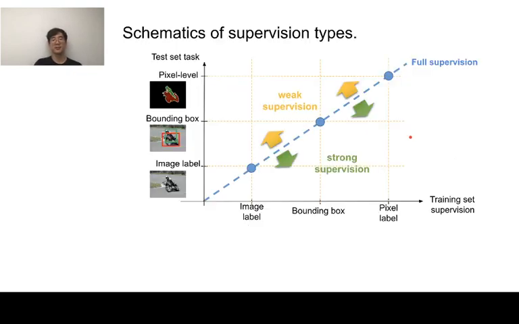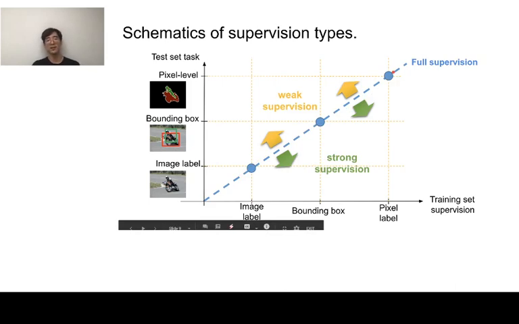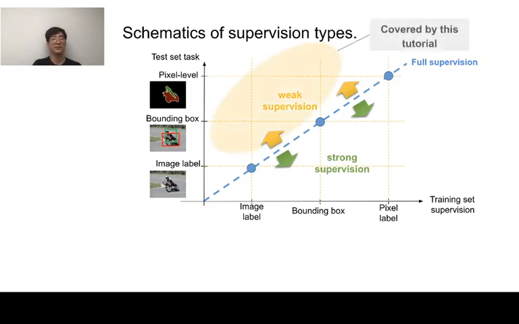So this is the summary slide of different types of supervision according to the discrepancy between training time and test time annotations. When the training time and test time task output types are equal, then you have the full supervision case. When the training time annotations are weaker and therefore cheaper, then we call it weak supervision. And vice versa, we call it strong supervision when the training signal is stronger than what you need. And this tutorial is about the upper left corner.